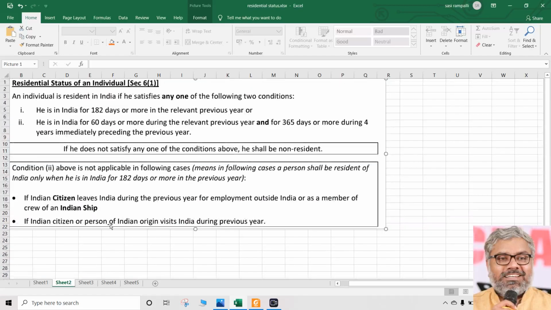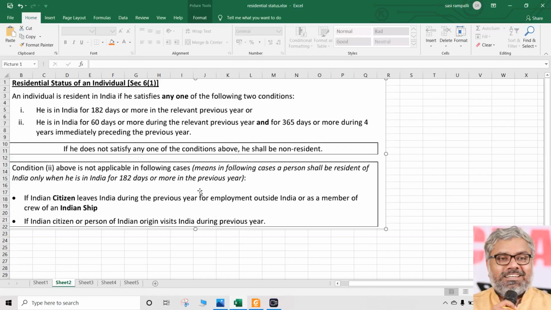And in the second case, if an Indian citizen or a person of Indian origin visits India during the previous year, then also he will fall under the exceptional category. Then also only condition number 1 is applied, and condition number 2 is not applicable. But look at who the person is here. He is an Indian citizen or a person of Indian origin. Basically, he stays outside India normally. Now, during the previous year, he is visiting India.